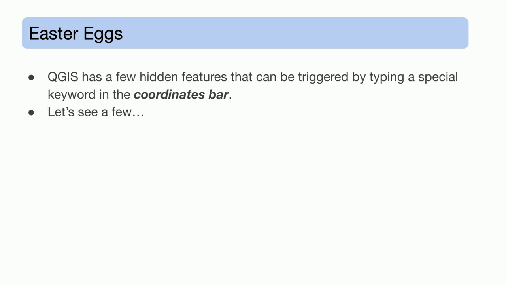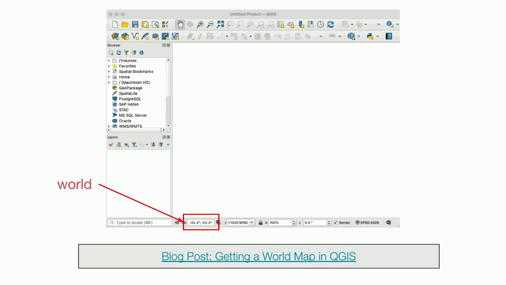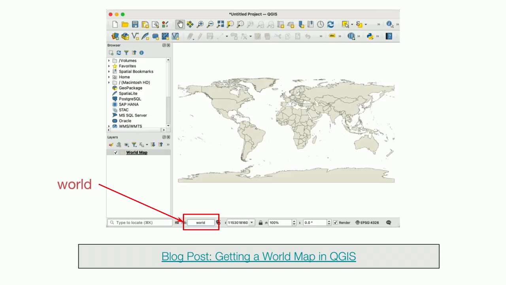In QGIS, you can trigger an Easter egg by typing a keyword in the coordinates bar. There's a coordinates bar at the bottom, which displays the current position of your mouse. But you can type a keyword, and then it triggers some behavior in QGIS. For example, when QGIS starts, it's always a blank map, right? It's not good. Sometimes you just need to get some data. You can type world, W-O-R-L-D, in the coordinates bar, press enter, and it loads a world map.